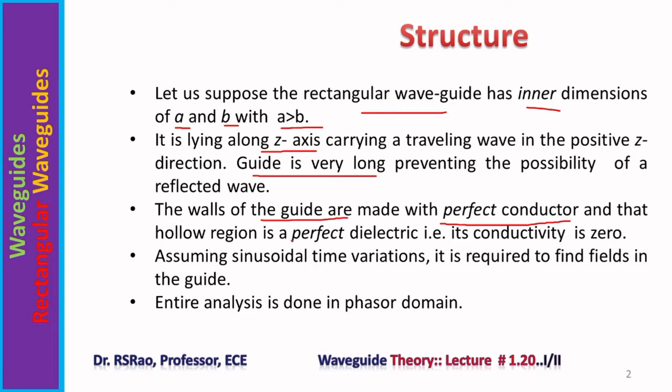The hollow region is assumed to be a perfect dielectric. It implies sigma is 0. But in practice, infinite or zero conductivity is not achievable. Assuming sinusoidal time variations, the task is: what are the field components? What is E? What is H? What is Ex, Ey, Ez? What is Hx, Hy, Hz in the guide? The entire analysis is done in the phasor domain.